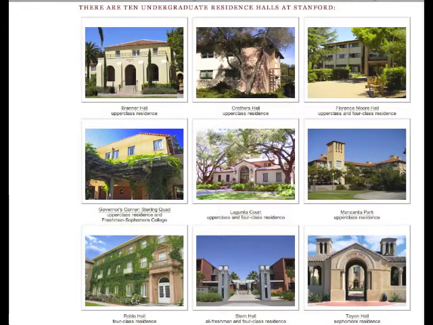Stanford works hard to ensure a smooth transition from home life to college life for every student, and this effort begins in the freshman dorms. Each freshman is paired with a roommate after completing a housing preference form in the spring before their arrival.